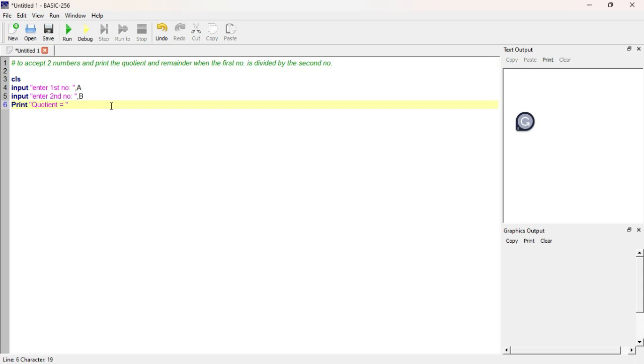So what we are going to do is write A upon B. Here we are going to use the mod sign, meaning the percentage sign. This will give us the remainder. If 4 by 2, then the remainder will be 0. But if 5 by 2, then the remainder will be 1. Let's check our program.